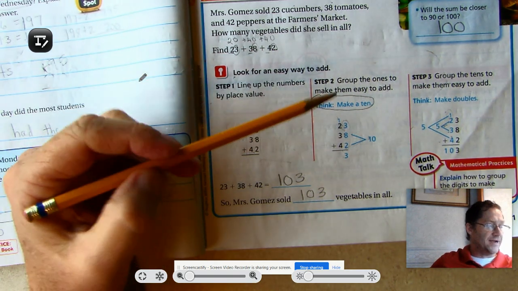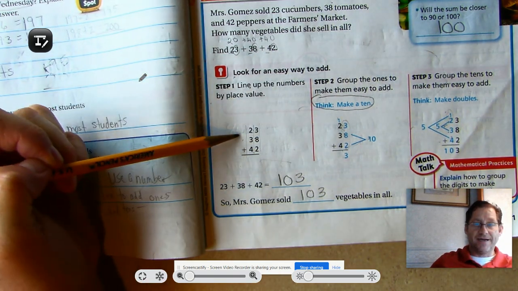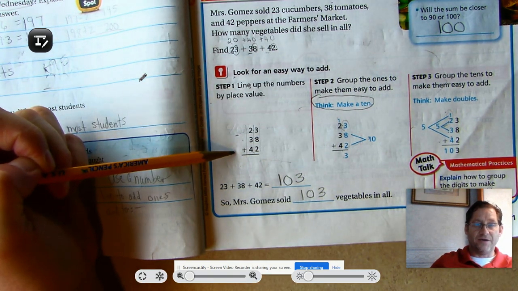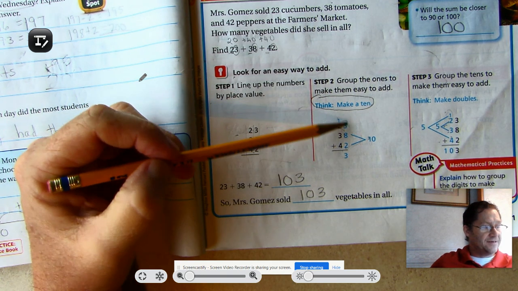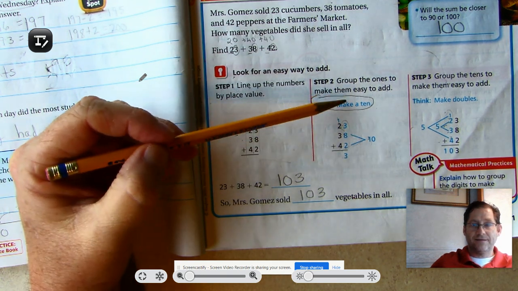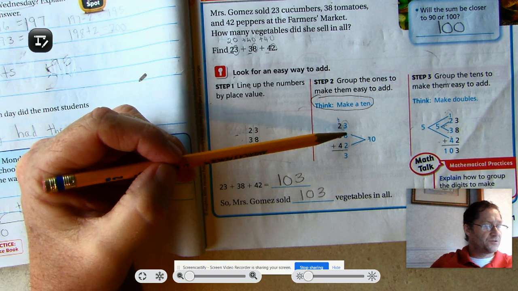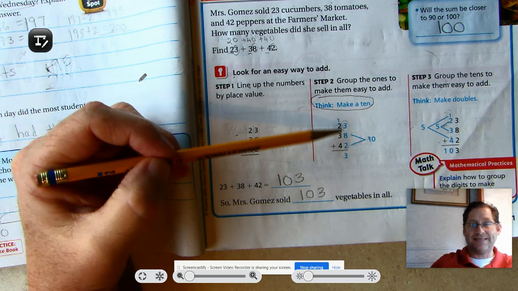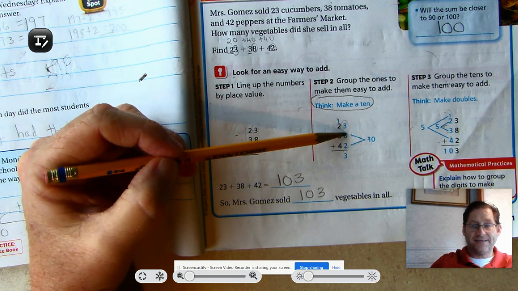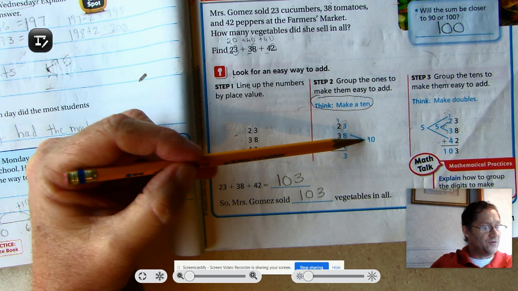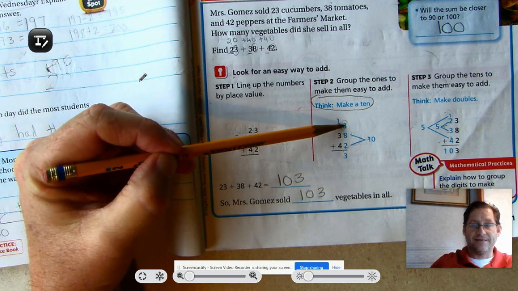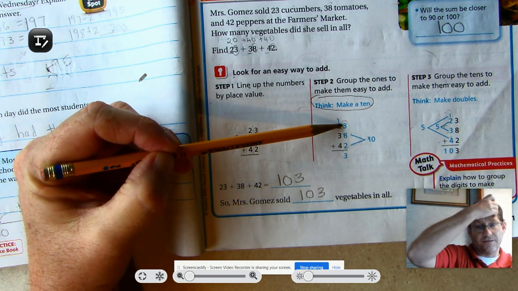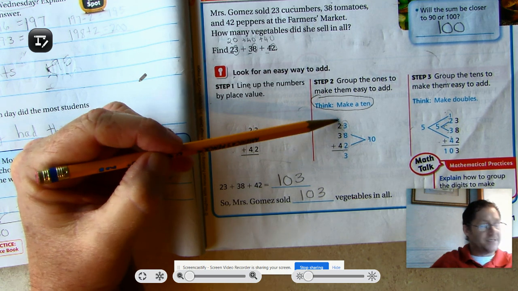So let's review again. First thing we did, we lined up the digits by place value. We then looked at the ones and tried to find two addends that would make a 10. And 8 and 2 make a 10. So we combined those first, and then we added the third addend, the 3 ones. They gave us 13 ones.